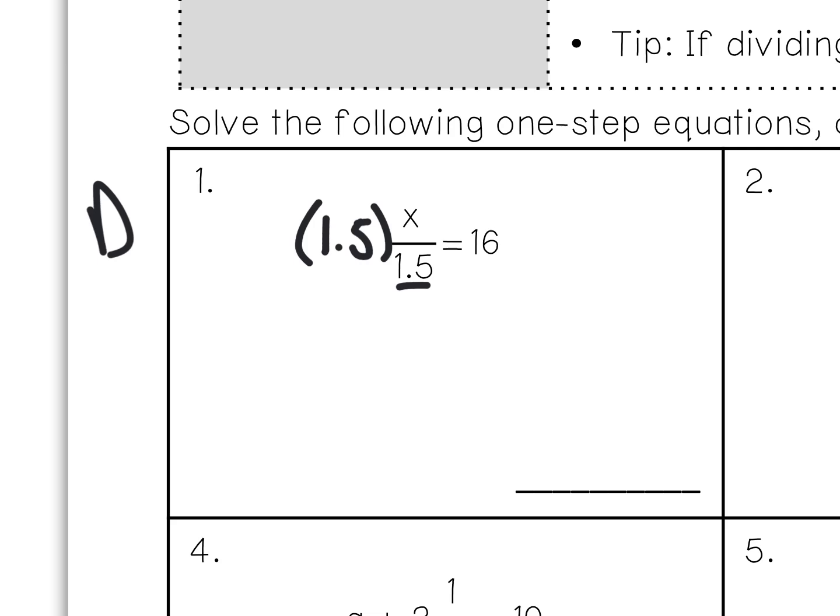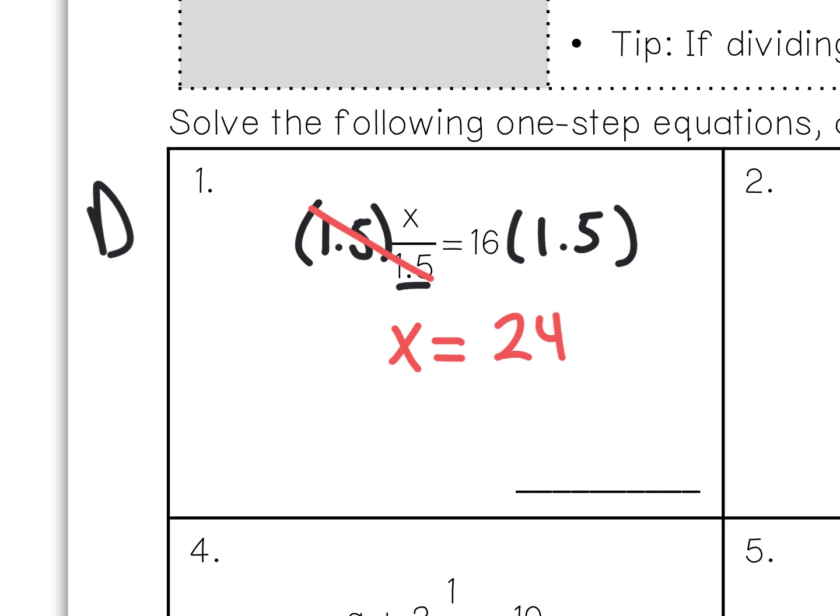Okay? And what is a number divided by itself? What's 3 divided by 3? 1. So the reason we're multiplying to get rid of division is so those cancel. They reduce each other. So what's left on this side after I multiplied? Those cancel. Just the value x equals. Now in the calculator, what's 16 times 1.5? 24.